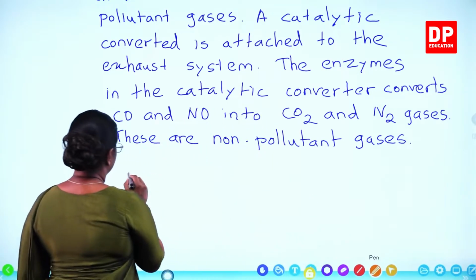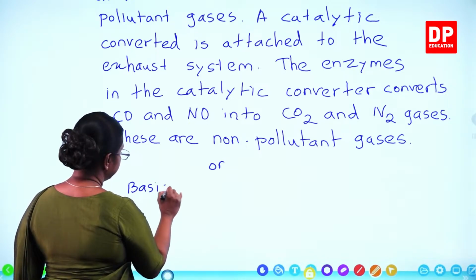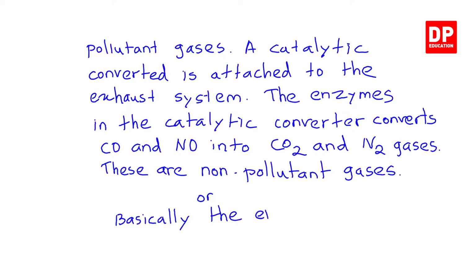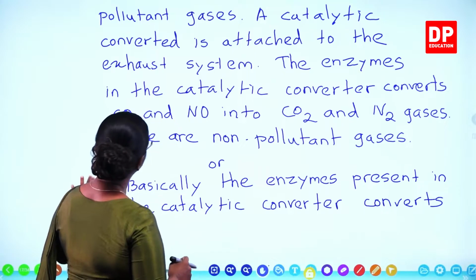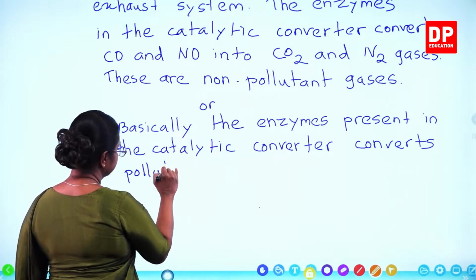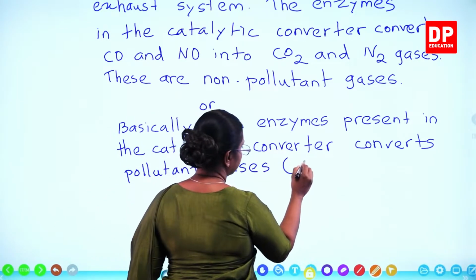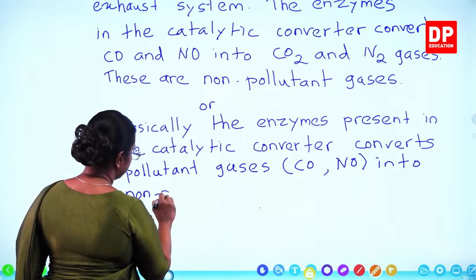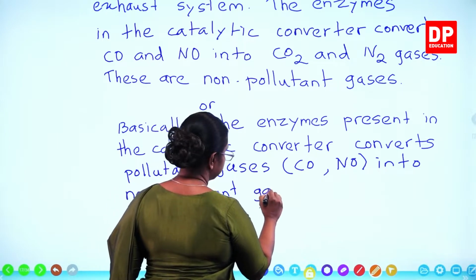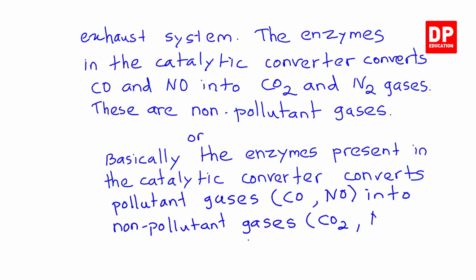So, or you can say, basically, the enzymes present in the catalytic converter convert pollutant gases, carbon monoxide and nitric oxide, into non-pollutant gases, CO2 and N2 gas. So that is the explanation you can give.